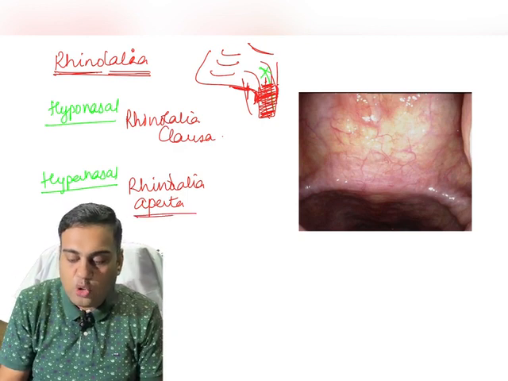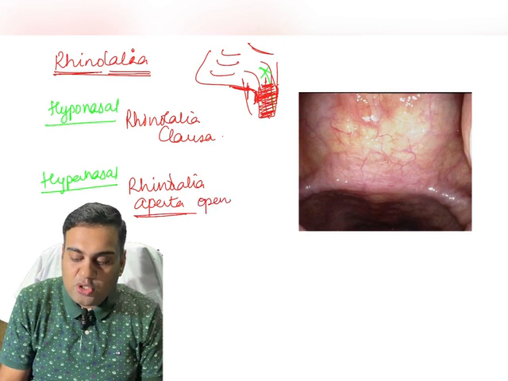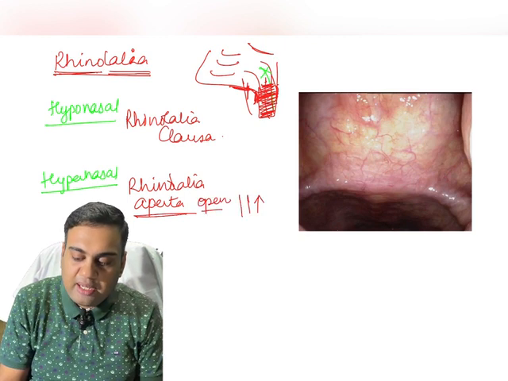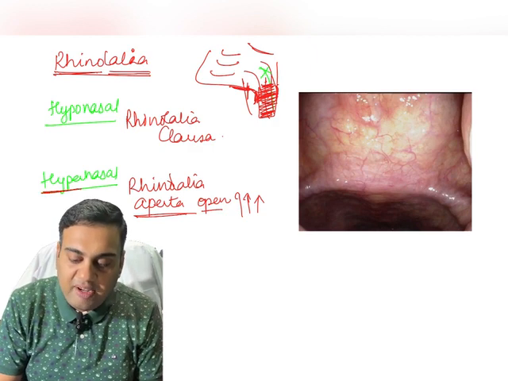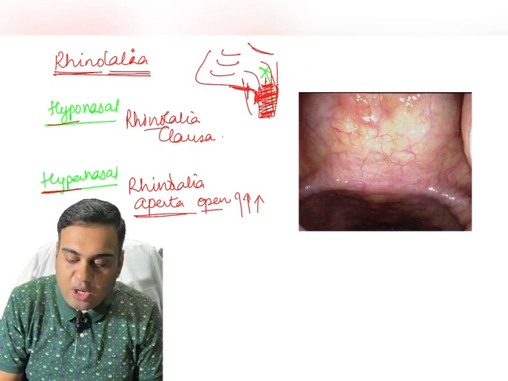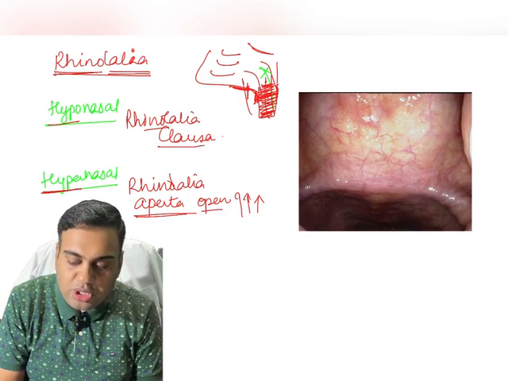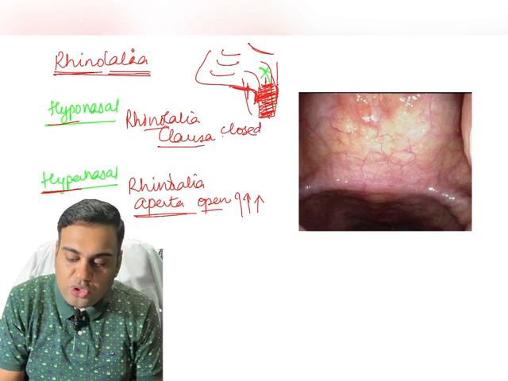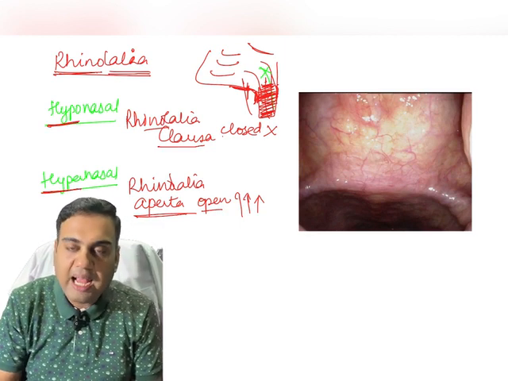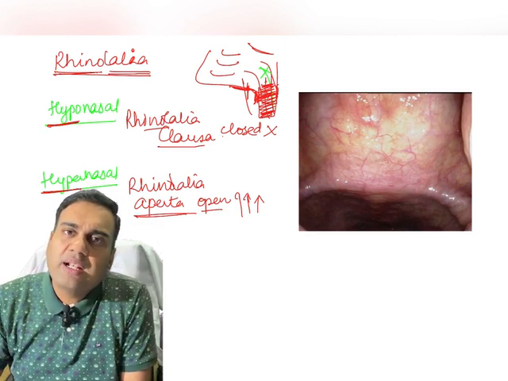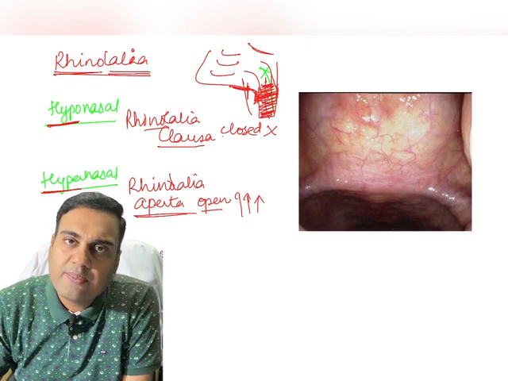तो एपर्टा मींस ओपन. Because it is open, lot of sound is going in the nose and therefore it is a hypernasal voice. And if there is rhinolalia clausa, that means it is closed and therefore no sound is going into the nose, there is no contribution of the nose and it is a hyponasal voice. Can you tell me a few conditions where there is hyponasal voice?